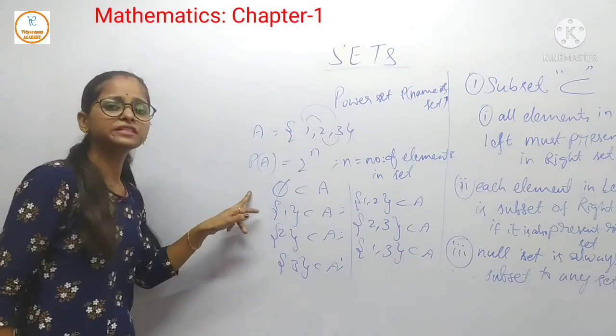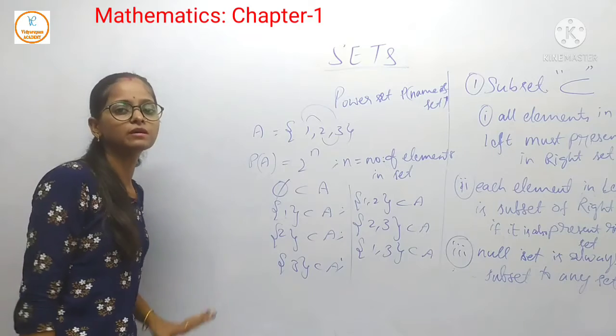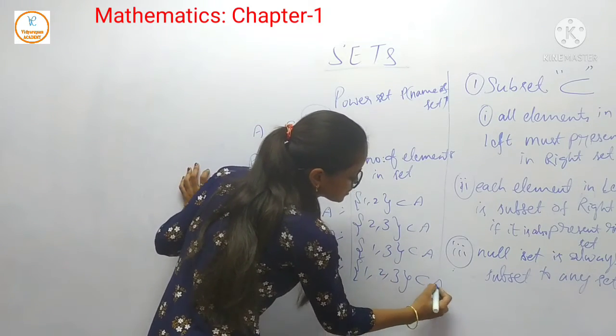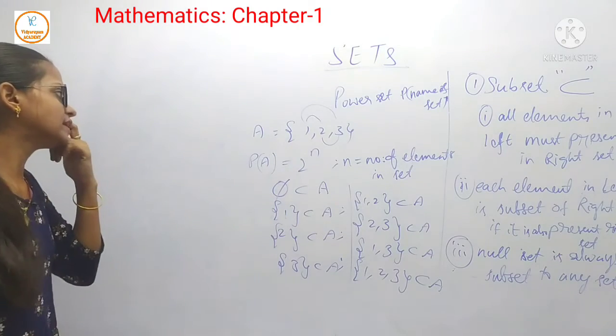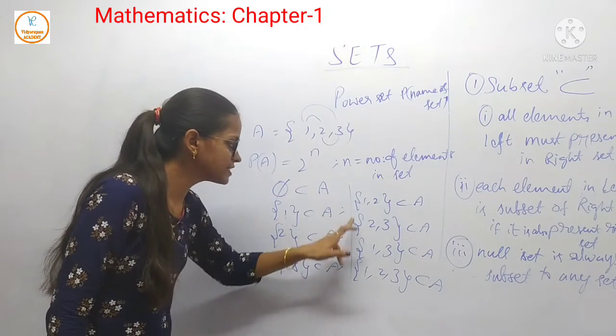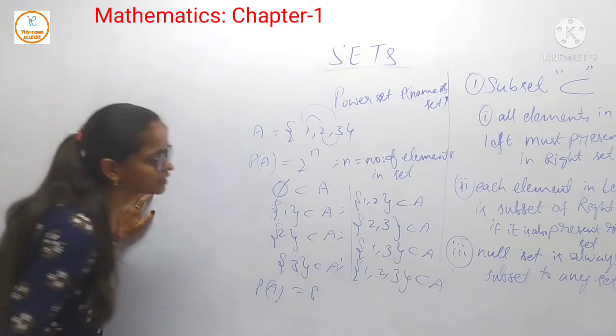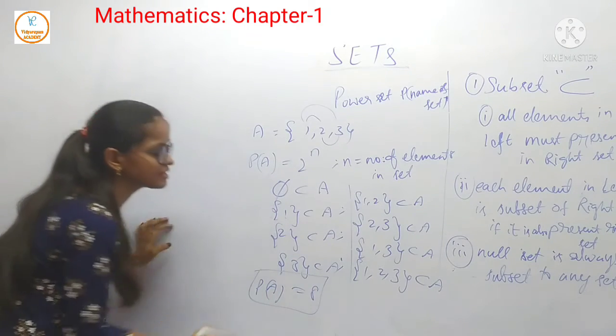So the empty set is completed, single elements are completed, double elements are completed. What is the last one? It is all the elements. {1, 2, 3} is a subset of A. So how many are there here? 1, 2, 3, 4, 5, 6, 7, 8. So P of A is equal to 8. So this is the proof.